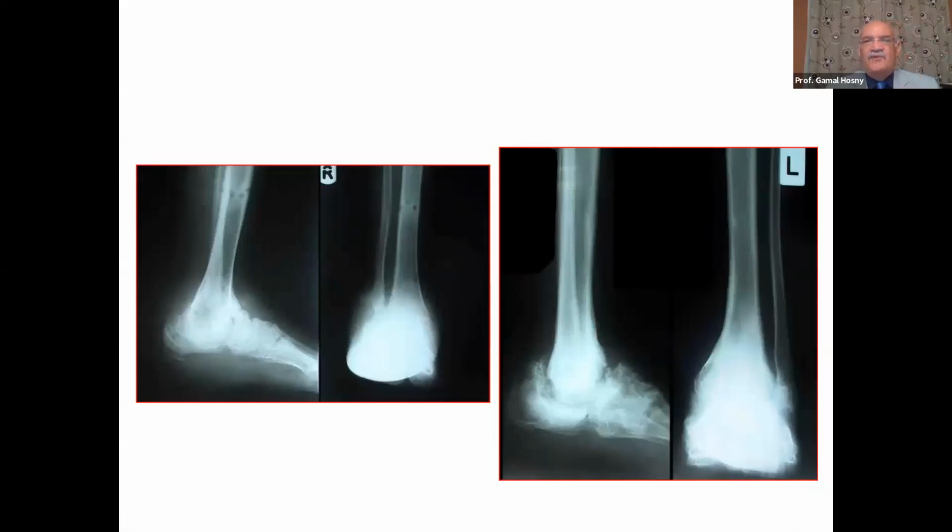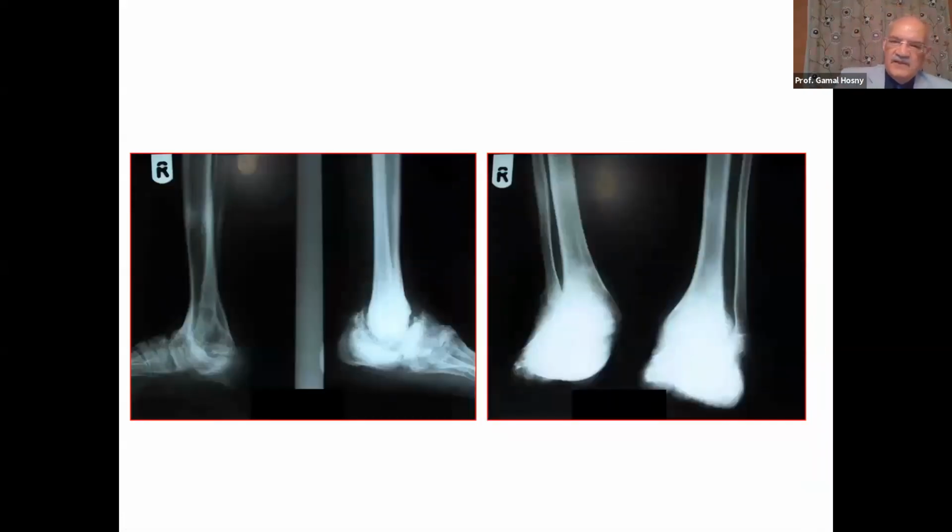Because some people, when they want to compare, they compare with simple things. But tell me, can you do this with internal fixation? I don't think so. And this is the real merit of using the bloodless technique.